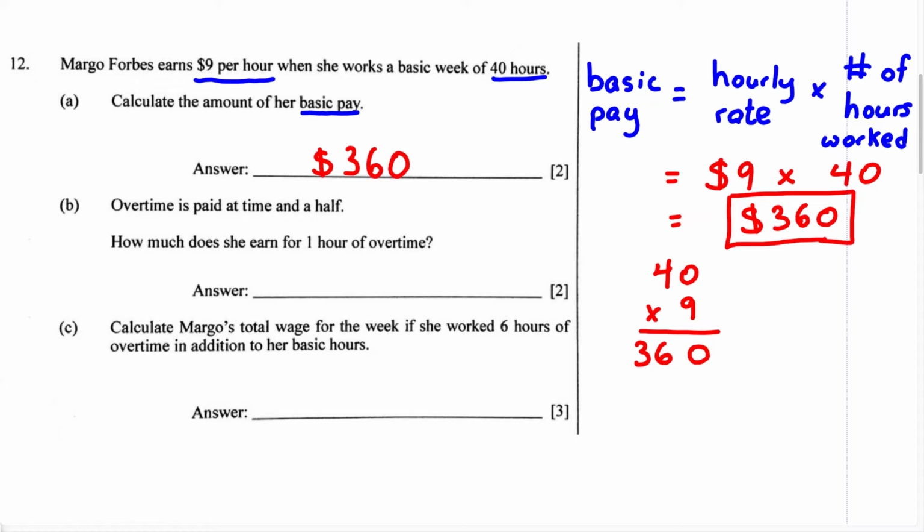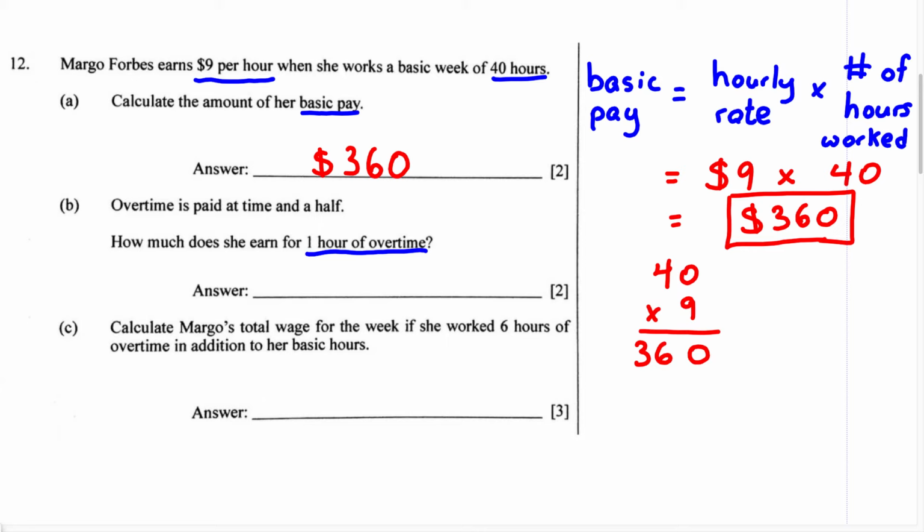Now let's do part B. It says overtime is paid at time and a half. How much does she earn for 1 hour of overtime? So in this question, they want us to calculate 1 hour of overtime.